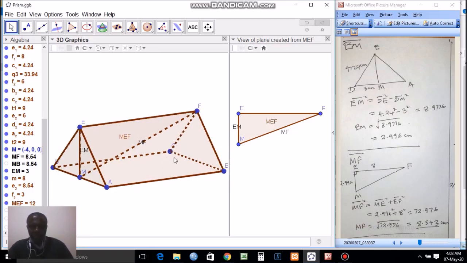Now, in this triangle, we want MF, EF is 8 and EM is 2.996. So here we have it. And once again, to get MF, we apply Pythagoras theorem as below. MF squared equals ME squared plus EF squared. We bring in the values, 2.996 squared plus 8 squared equals 72.976. So our MF is the square root of 72.976, which is 8.543 centimeters. Right.